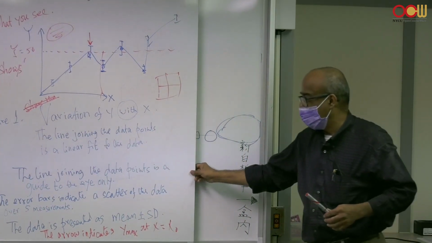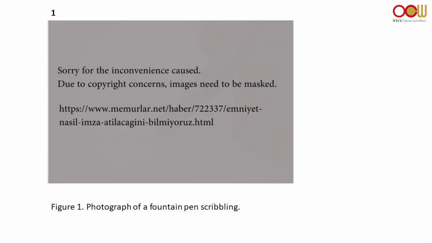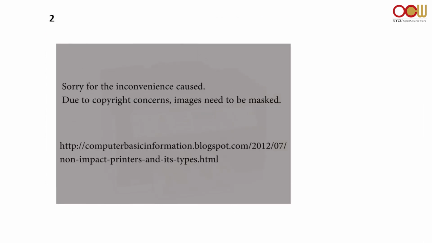If not, let me give you very simple examples. Look at that. Simple, just like I put my hand. So here is something. So what is this? So this is figure 1. Photograph, this is a photograph. It's not a schematic, is not a drawing, is not a data or something. It's a photograph of a pen. What kind of a pen? Is it a ballpoint pen? No, it's a fountain pen, okay? And it is doing some signing or scribbling, okay? So photograph of a fountain pen scribbling. That's the caption.